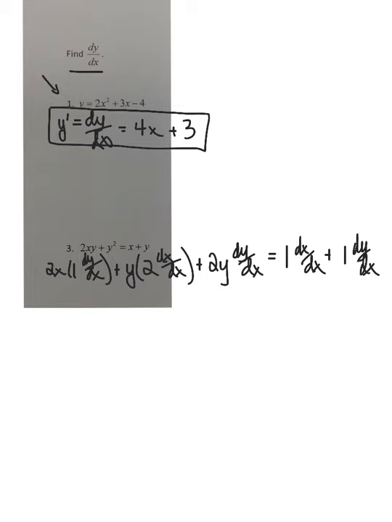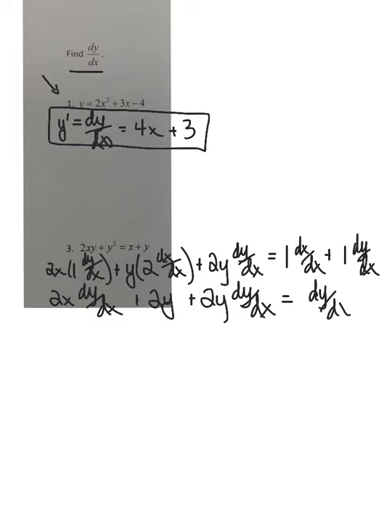So let me just simplify this a little bit. So I have 2x dy/dx plus 2y plus 2y dy/dx equals dy/dx. Oops, and I really should have a plus 1 in here, right? I'm going to stick it at the end, I'm sorry. So plus 1.